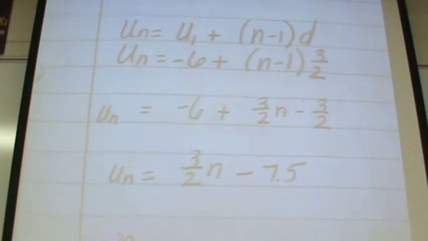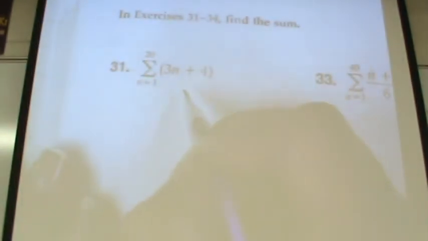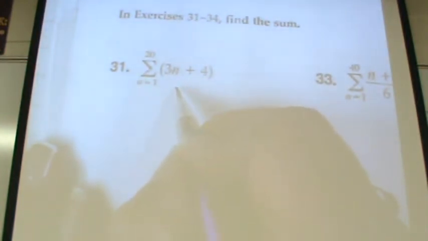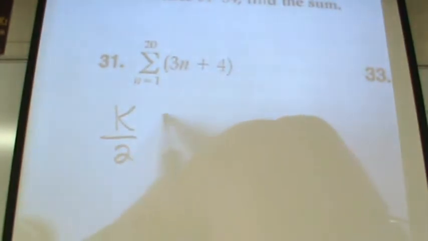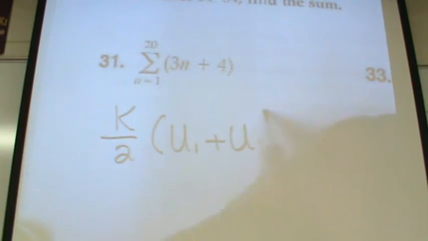The next one, 31. This is another summation problem. You are summing an arithmetic series. You're going to add up from 1 to 20, hard to read. So the formula is k over 2 times the first term that you're adding plus the last term.